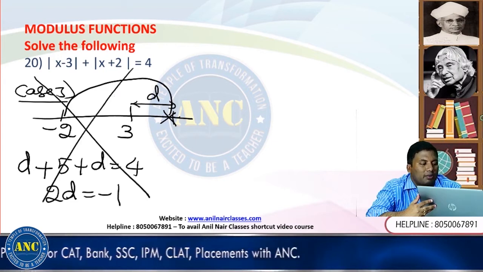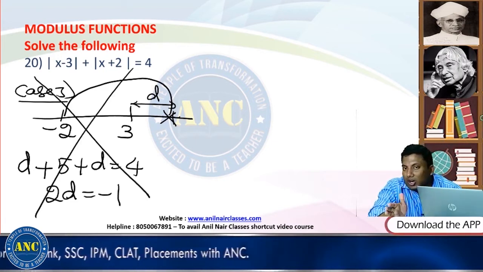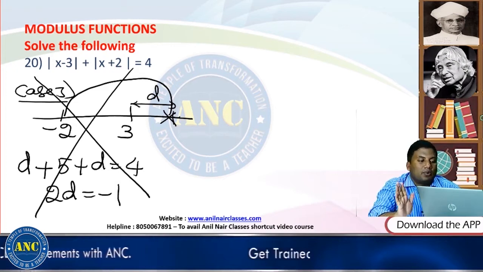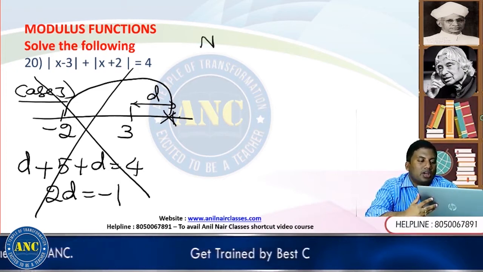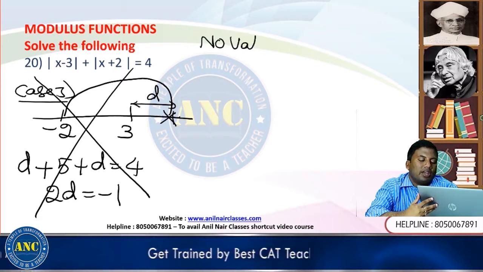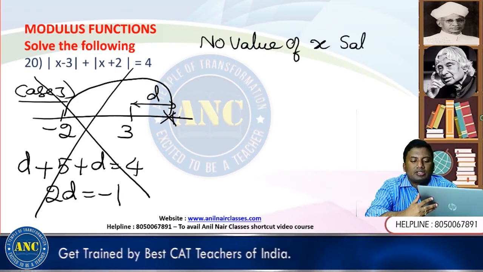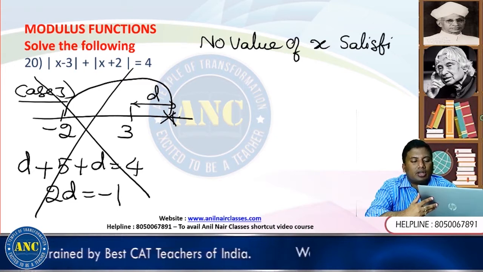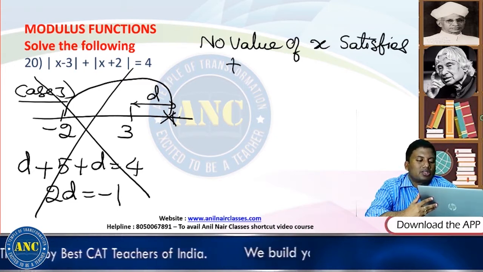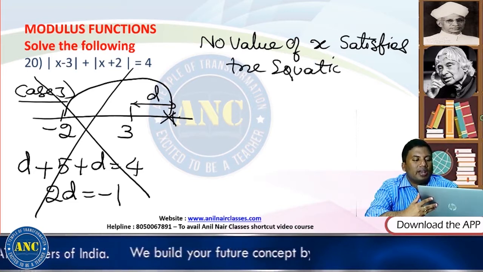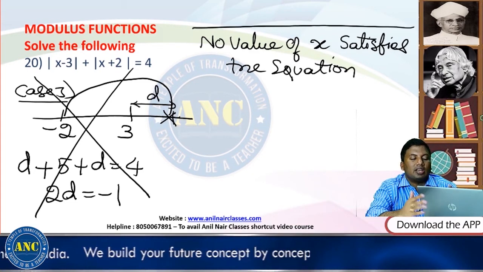Distance can never be negative. Case 1 is not possible. Case 2 is not possible. Case 3 is not possible. Answer for this question is no value of x. No value of x satisfies the equation.